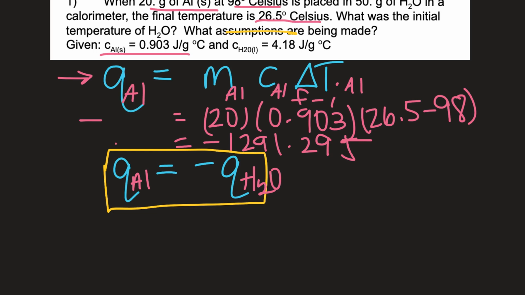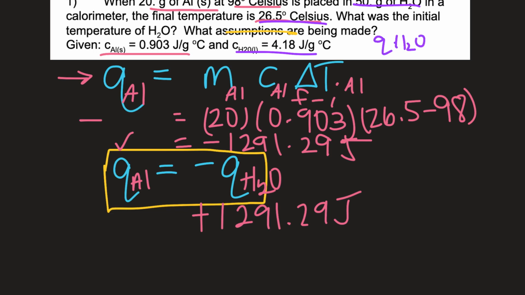So we already know this, meaning the Q gained by water is just going to be the opposite. So that's going to be positive 1,291.29 joules. And then if I do it in a different color and we go back to the water, we know the mass of the water, we know the final temperature of the water, we know the specific heat of the water. And at this point, we also know the Q of the water. So the last thing to find is the initial temperature of the water. We have 4 out of the 5 variables. We can solve for the 5th one.